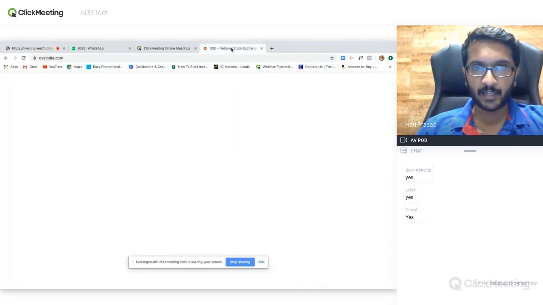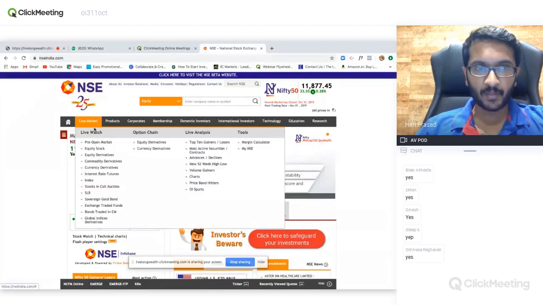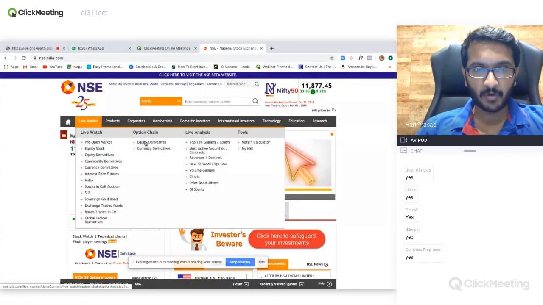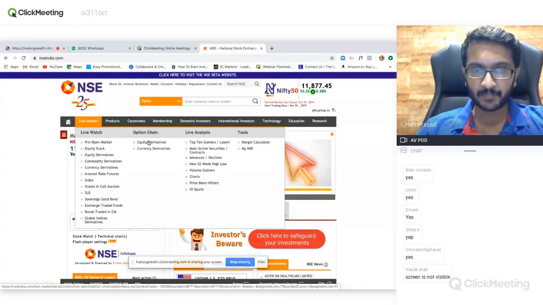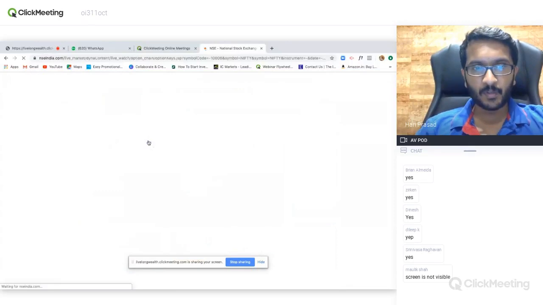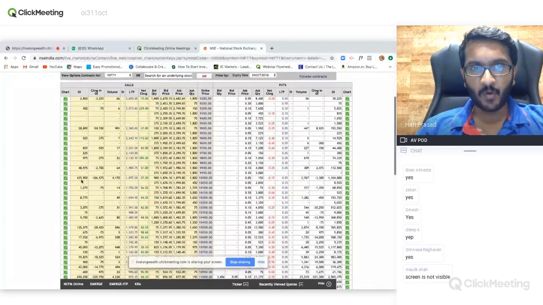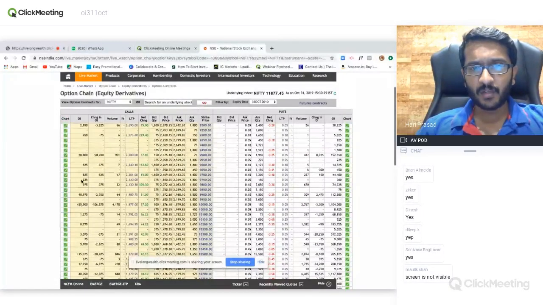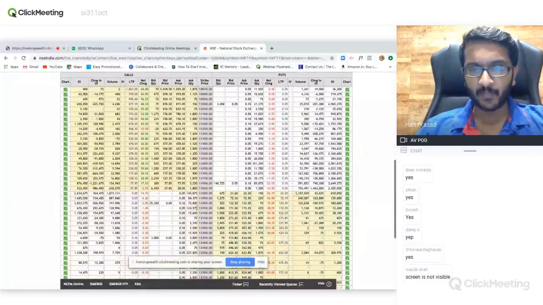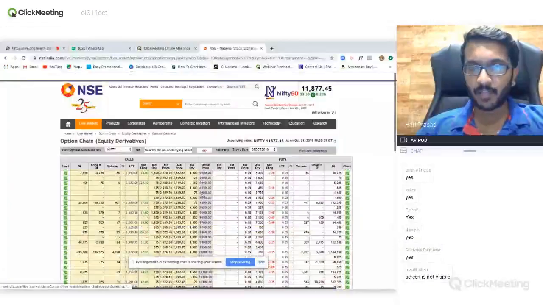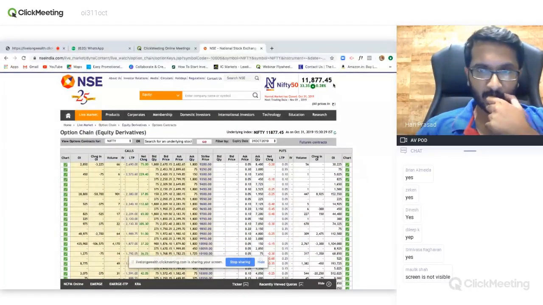I'm taking the NSE India website. Click on live markets. Over here you see something called option chain. Go to equity derivatives. So over here, this is what we call an option chain. Each option contract has a strike price. So what is the current price of the index Nifty 50? 11,877.45.